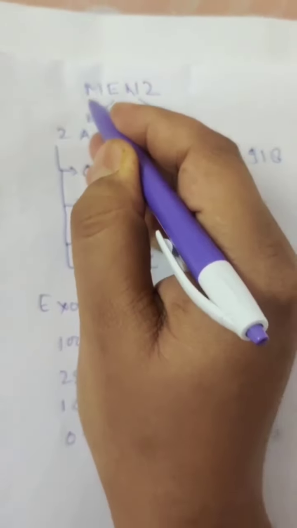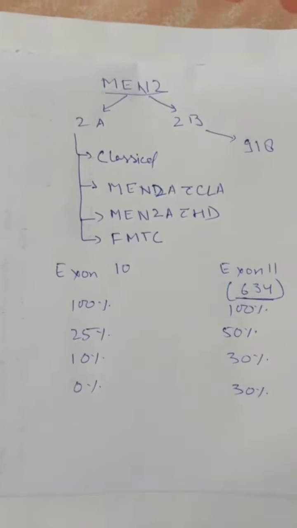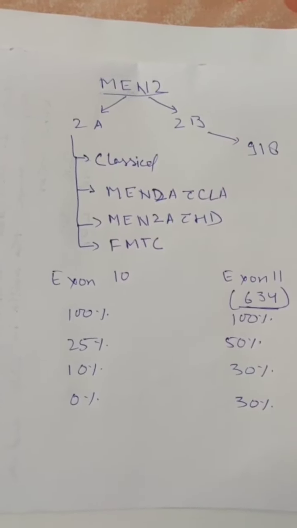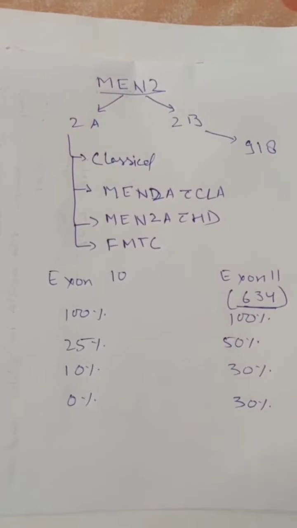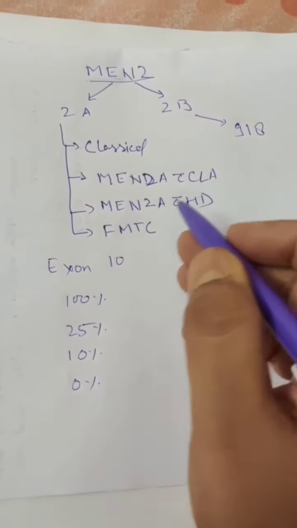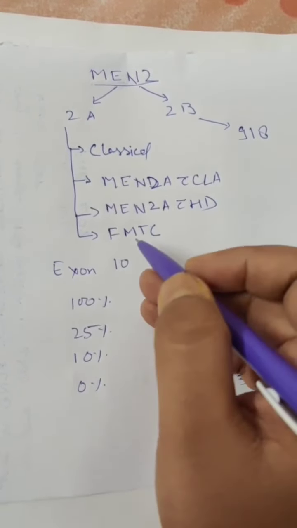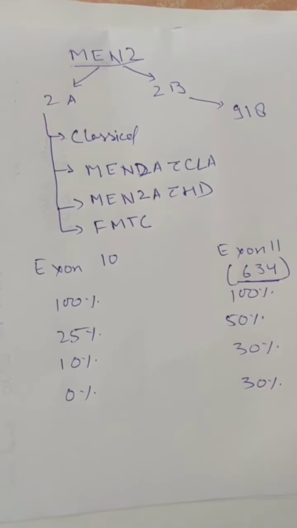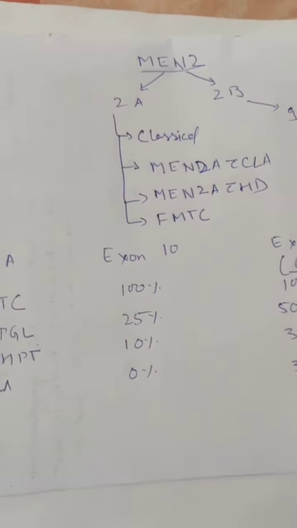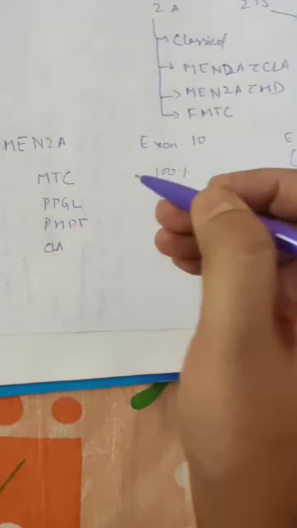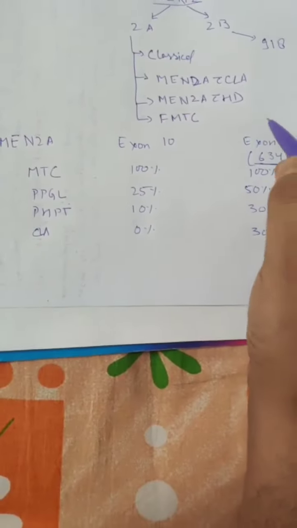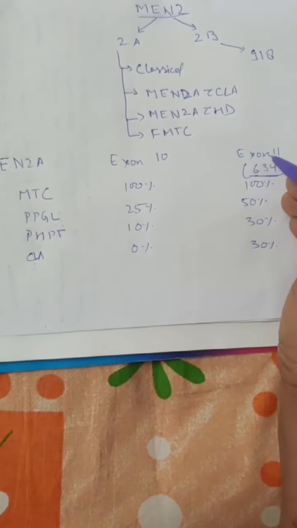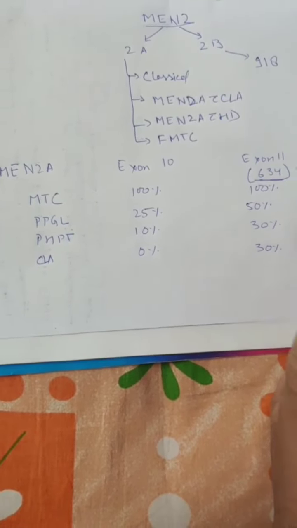MEN2 syndrome is divided into two, 2A and 2B. 2A has further 4 types: classical, MEN2A with cutaneous lichen amyloidosis, MEN2A with Hirschsprung disease, and familial MTC. MEN2B is only one. First we'll see the salient features of MEN2A. MEN2A is most commonly associated with exon 11 and exon 10 mutations. Most common is exon 11 and codon 634.